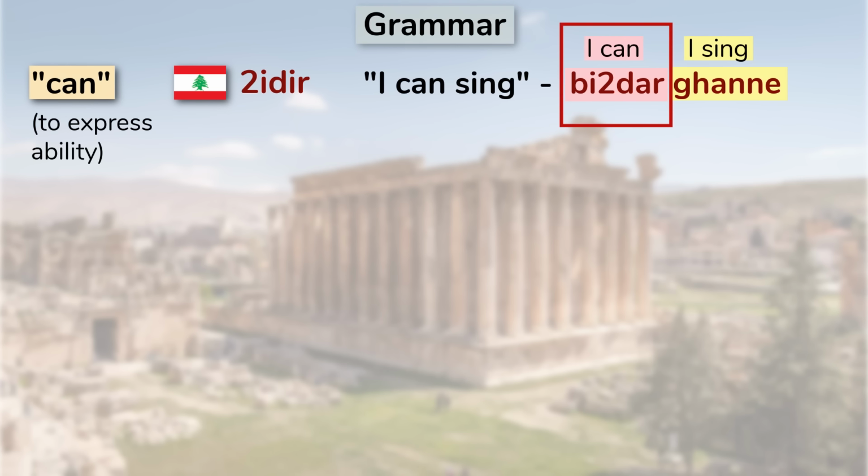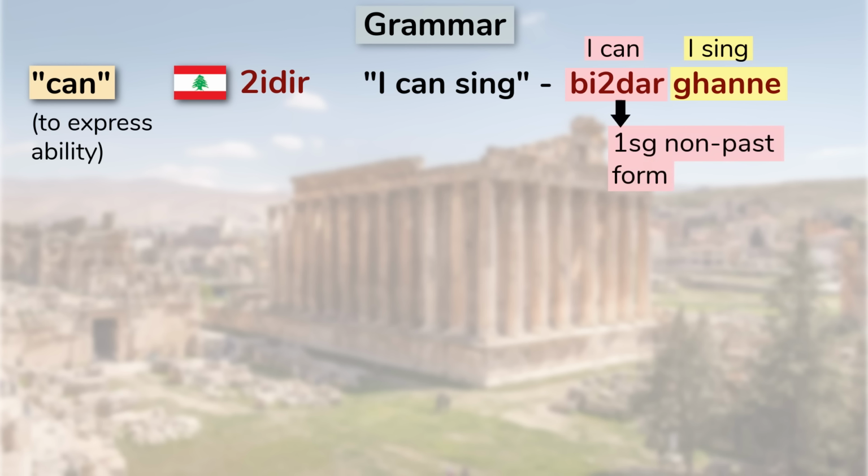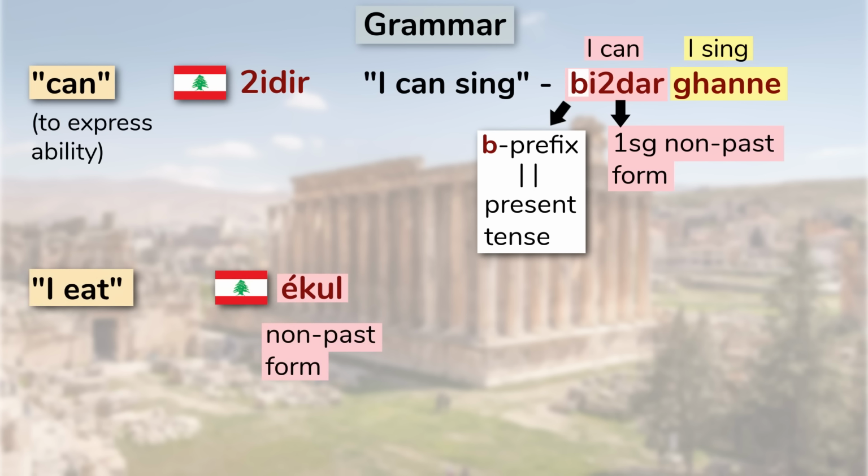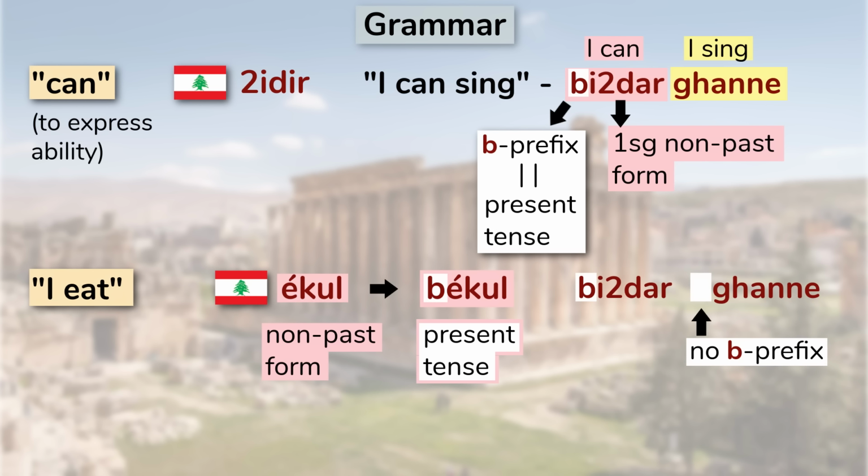Notice the form of this verb again, بقدر, which is the first person singular non-past form of the verb. This b prefix at the beginning is something that's used in Levantine Arabic and Egyptian Arabic to make the verb present tense. So, I eat آكل becomes باكل in the present tense. But the prefix isn't used when the verb is preceded by another verb, like in بقدر غني. If this verb was on its own in the present tense, it would be بغني.